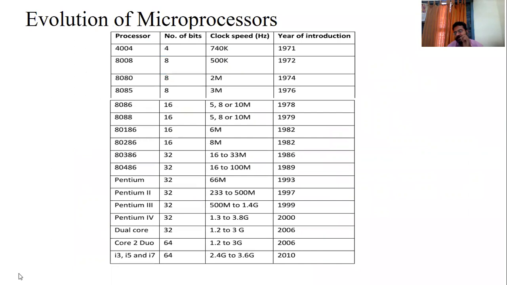Now, for the next class, we are going to discuss the evolution of the microprocessor. What is the evolution here? What is the number of bits of that microprocessor? Then what is the clock speed of that microprocessor?